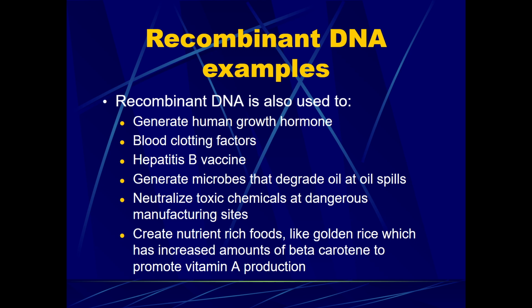We also use recombinant DNA for human growth hormone production, blood clotting factors, hepatitis B vaccine, to generate microbes that degrade oil at oil spills, to neutralize toxic chemicals at dangerous manufacturing sites, and even create nutrient-rich food like golden rice, which has increased amounts of beta-carotene, and that's because golden rice contains a lot of vitamin A, or essentially a derivative that is needed for vitamin A production.